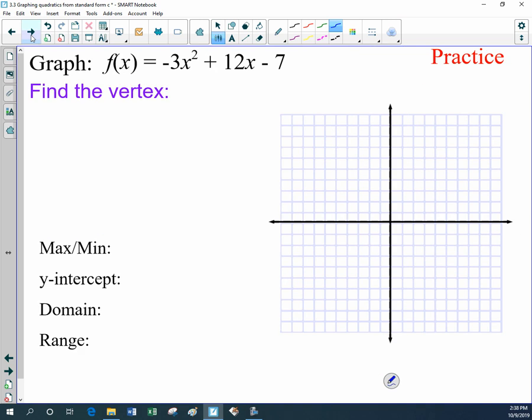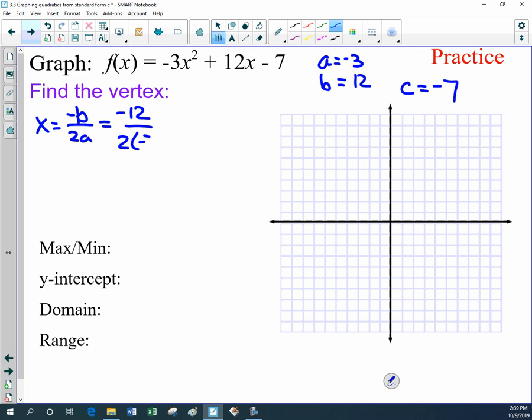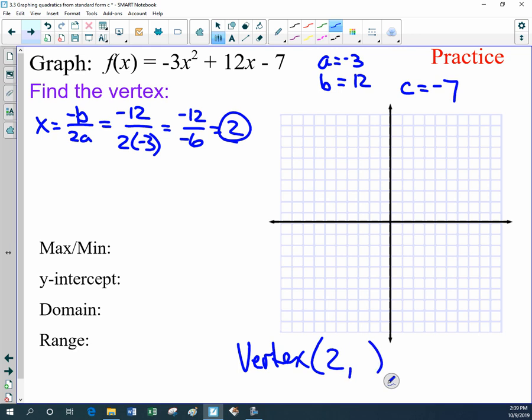Okay, let's try one more like that. So we have a is negative 3, b is 12, and c is negative 7. So find the vertex. So opposite of b divided by 2a. So opposite of b would be negative 12. 2 times a would be 2 times negative 3. So we have negative 12 divided by negative 6, which is positive 2. So our x-coordinate of the vertex is 2.